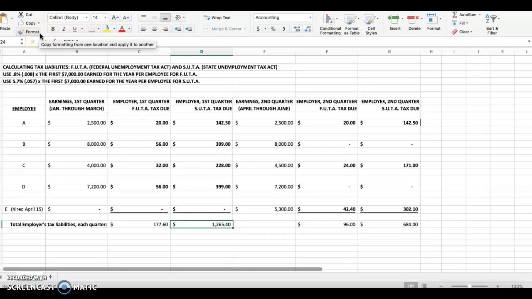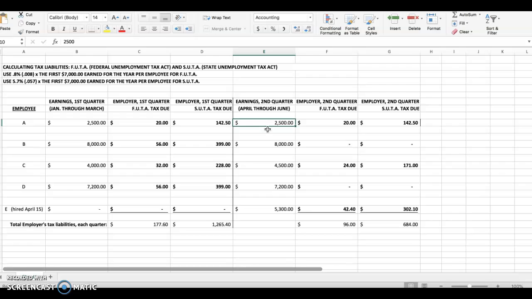Let's now look at the second quarter. Second quarter of the year, April through June. Let's look at employee A again. During the second quarter, from April through June, this employee again made $2,500.